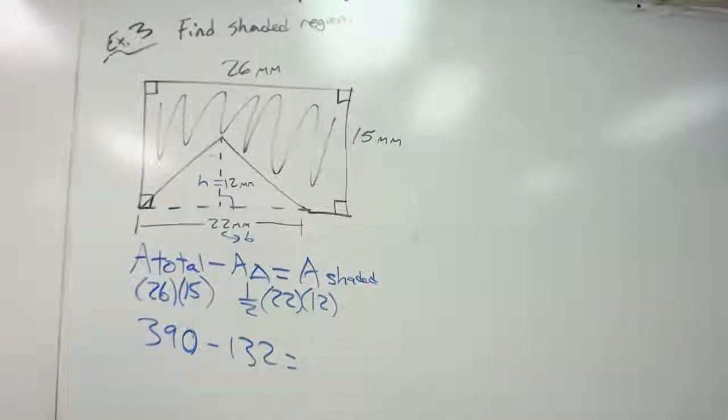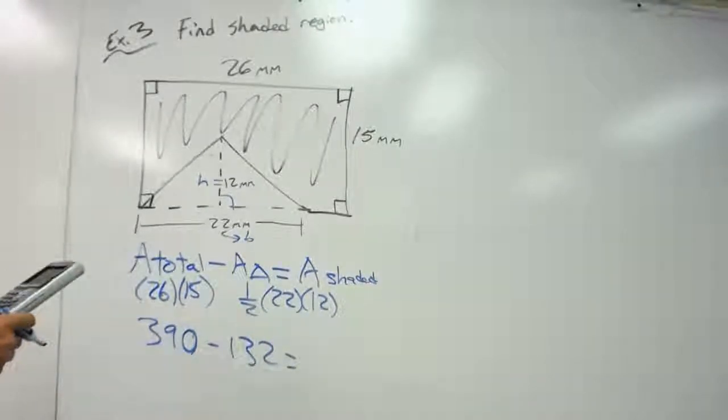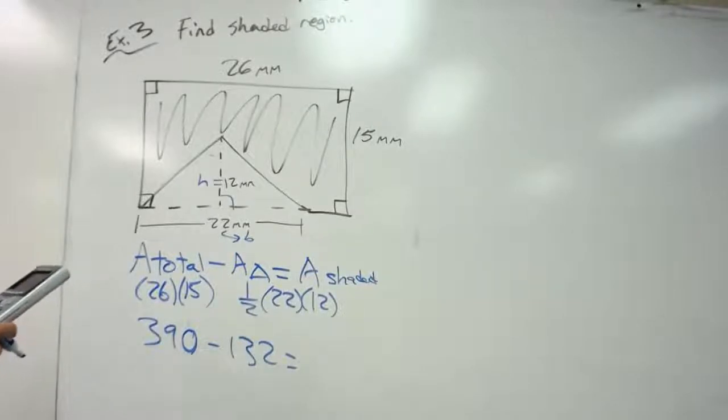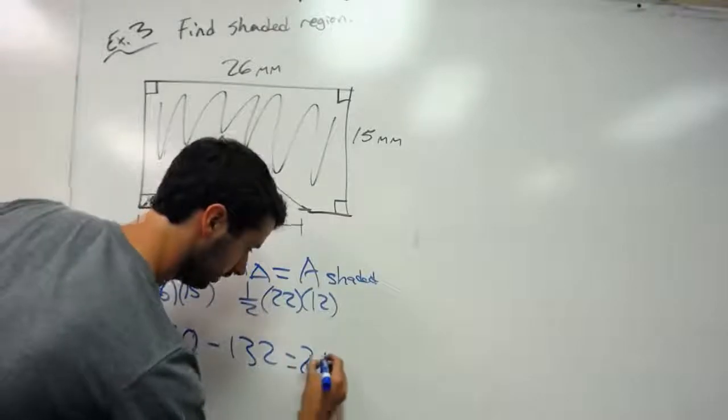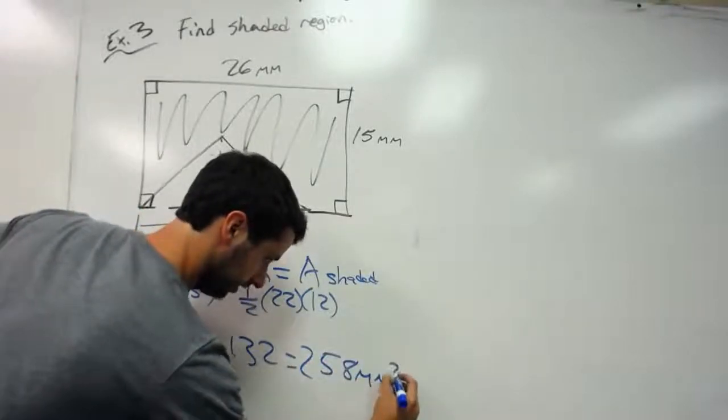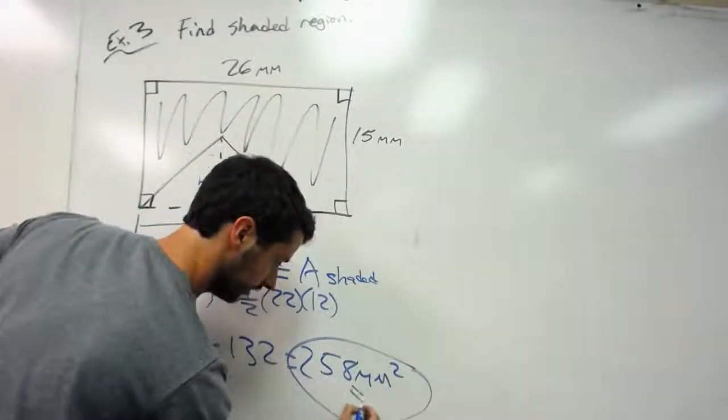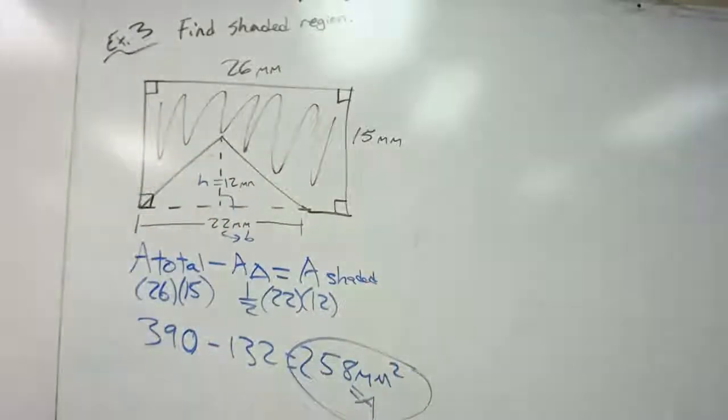So now we have 390 minus 132, and we get 258 as our area of the shaded region. And I do still put in millimeters squared. But 258 would be the area of the shaded region. And that's how you find the perimeter and area of composite figures.